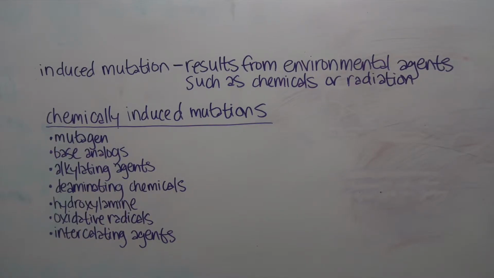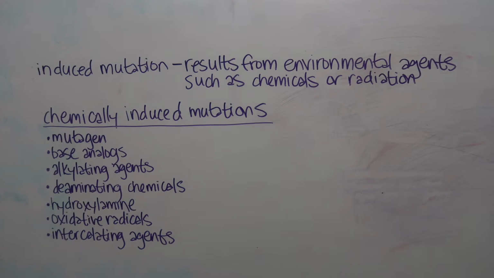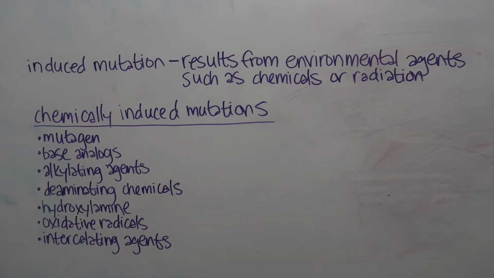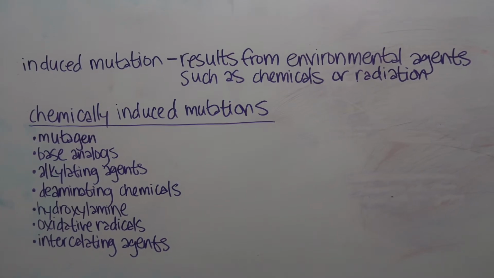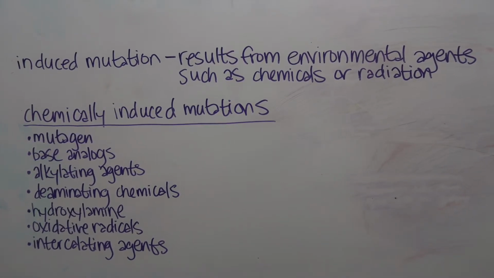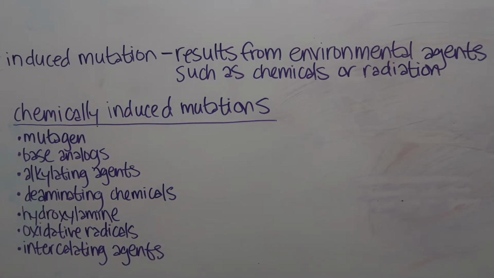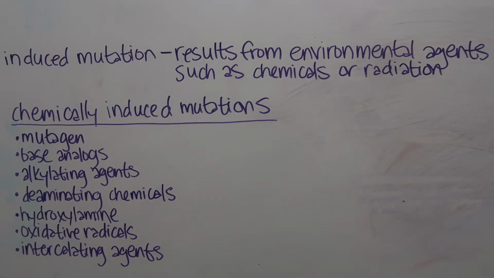Induced mutations are mutations that result from environmental agents such as chemicals or radiation. Chemically induced mutations are caused by mutagens, base analogs, alkylating agents, deaminating chemicals, hydroxylamine, oxidative radicals, and intercalating agents.